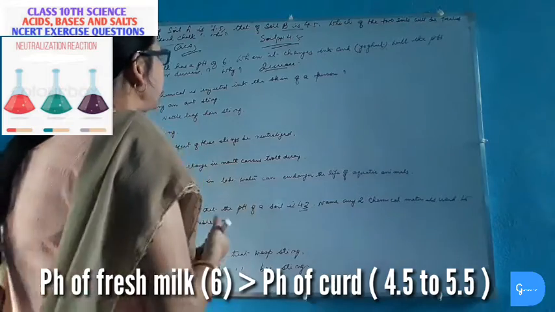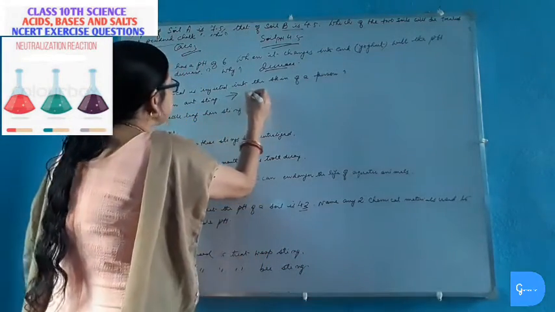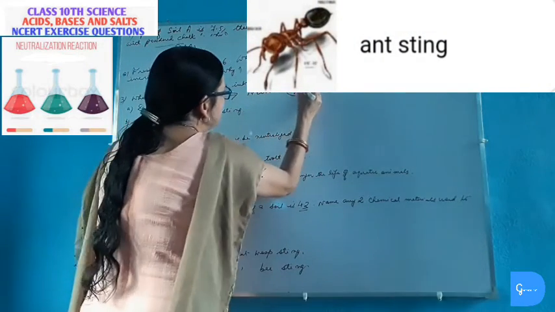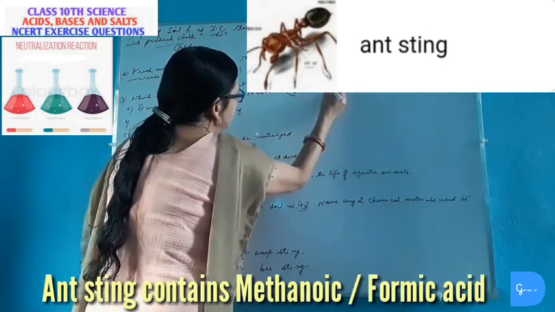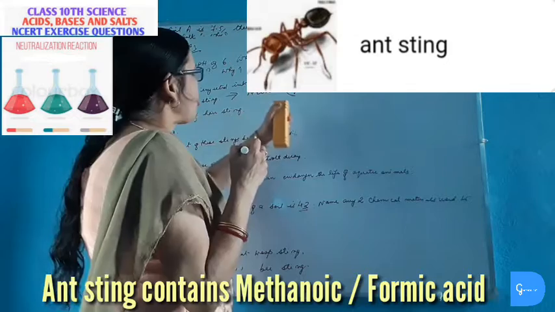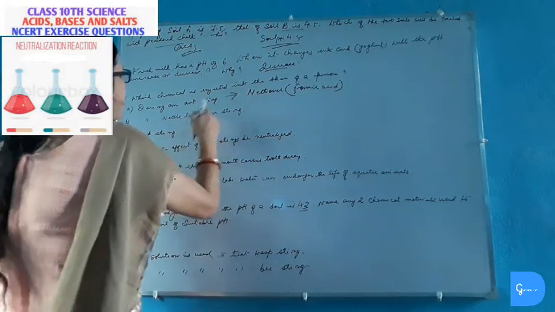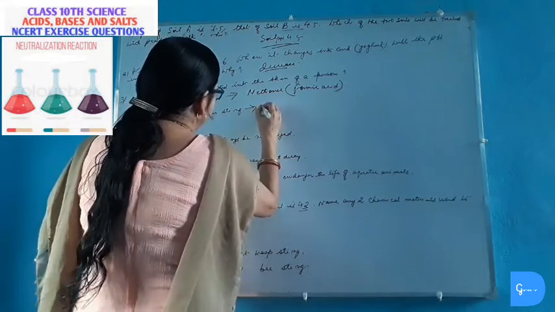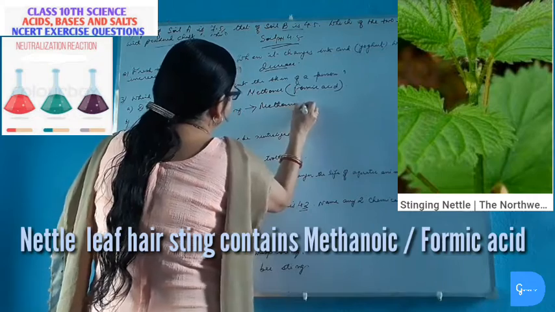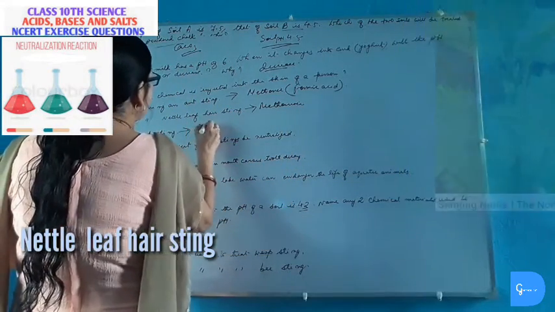Which chemical is injected into the skin of a person during an ant sting? Ant injects methanoic or formic acid. Thus, ant sting injects methanoic or formic acid into the skin of a person. Nettle leaf hair sting. Nettle leaf also injects methanoic acid. Wasp sting. Wasp sting injects alkaline liquid.